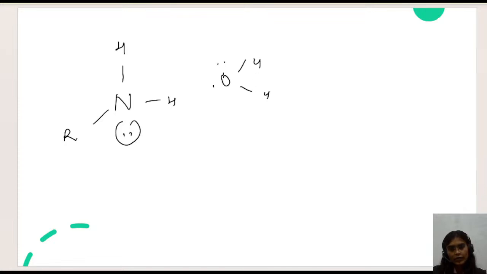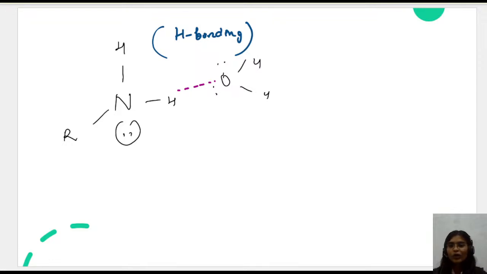Observe this. This is nitrogen, and let's talk about the primary amine. This is hydrogen, this is hydrogen, this is some R group. Nitrogen also has a lone pair. And this is my water. Oxygen also has a lone pair, and oxygen forms a bond with hydrogen there. Which kind of bond is this? Hydrogen bonding, right? Because of the hydrogen bonding, the amine has very good solubility in water.